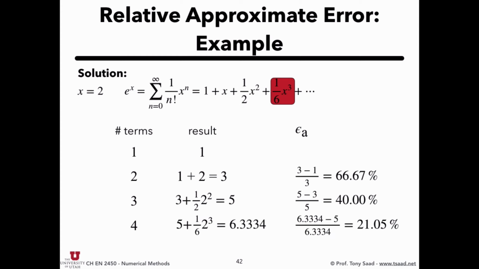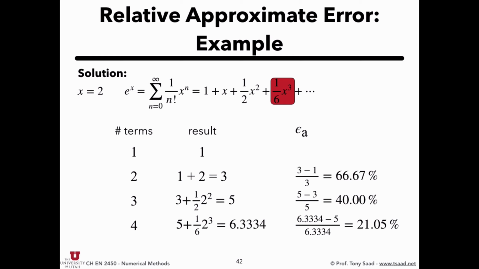Now with 4 terms, we do the same thing. We're going to add 1 over 6 times 2 cubed, and then our error drops to 21%. And that's pretty great. We expect to have the same trend as we add more terms.